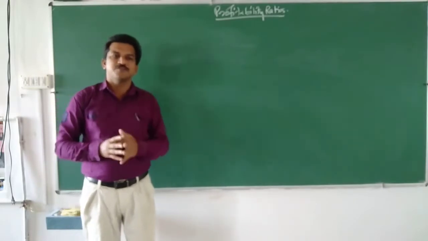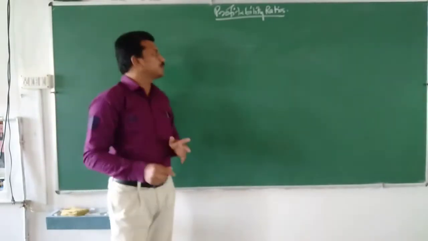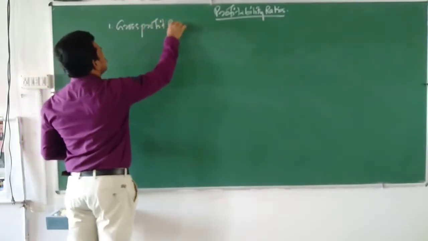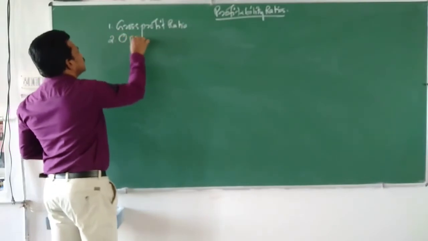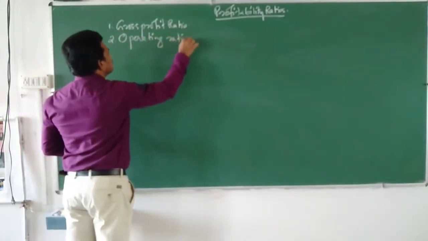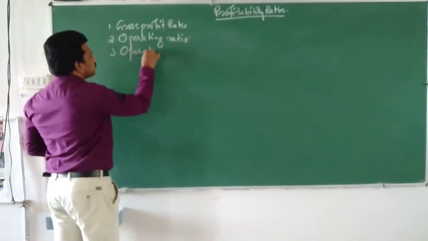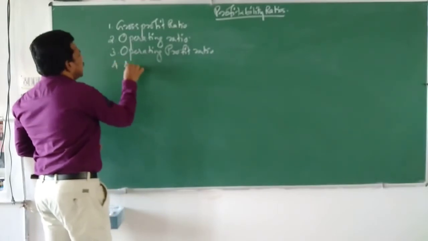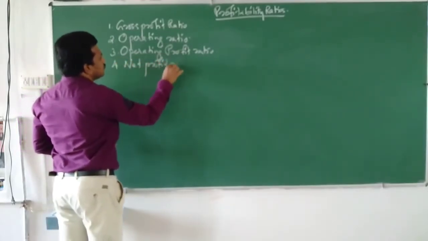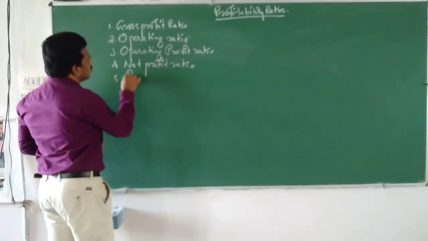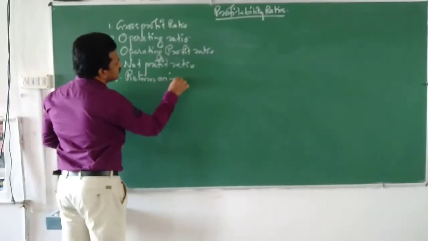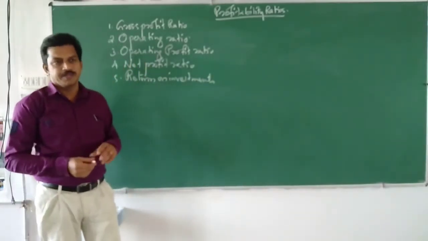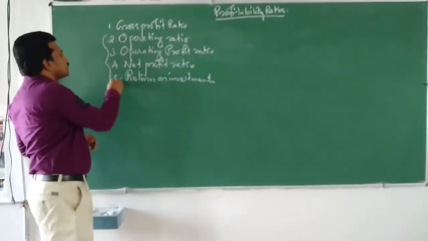Here we have to explain five different types of profitability ratios: one, gross profit ratio, then operating ratio, then operating profit ratio, then net profit ratio, and return on investments. These are the five different ratios we are going to discuss today. Out of these five, let us discuss the first one. The others we will discuss one by one later.